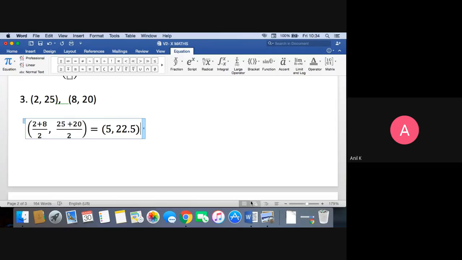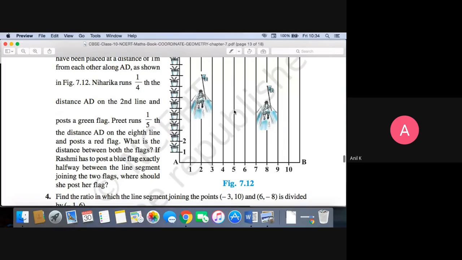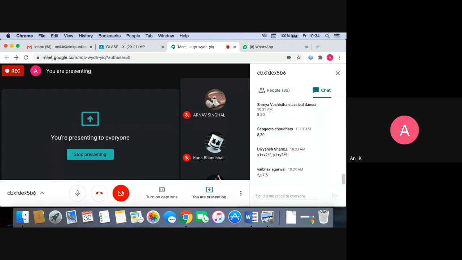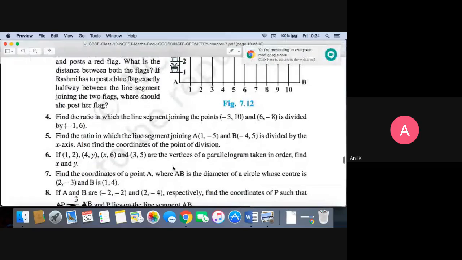That means on the fifth lane, she has to go till 22.5. How is it 22.5 distance? She has to travel 22.5 meters. We can measure 22 meters and a half meter, then it will be 22.5. Then if she keeps the flag there, she will be exactly between both the students. Is that clear? Here, they have given the formula x1 plus x2 by 2, y1 plus y2 by 2. That's correct. So that is one of the formulas.